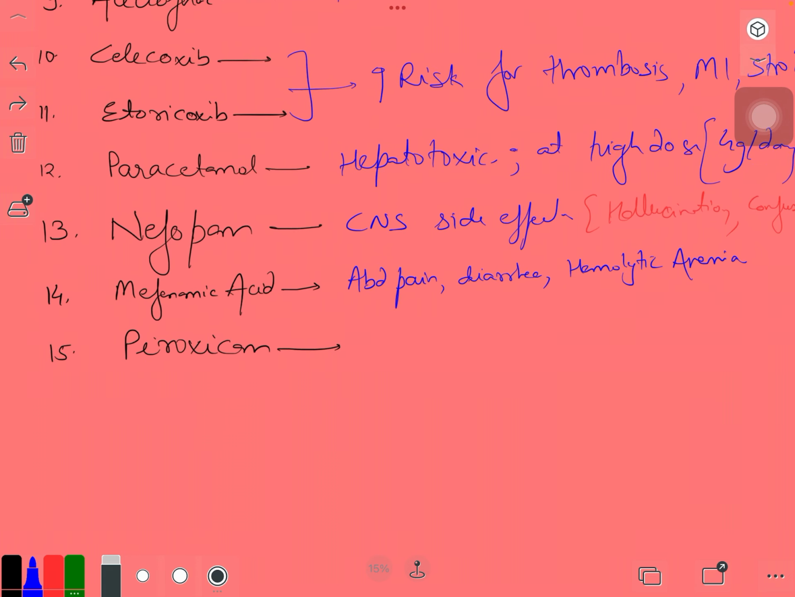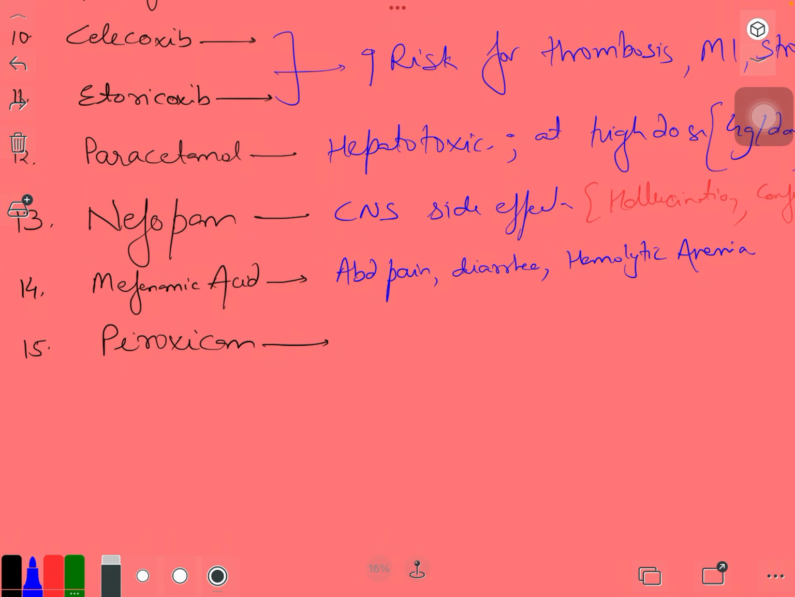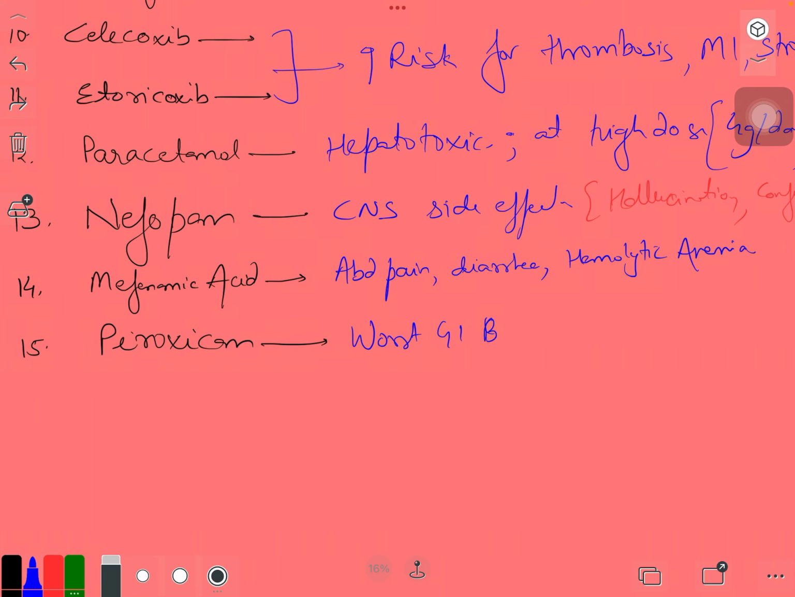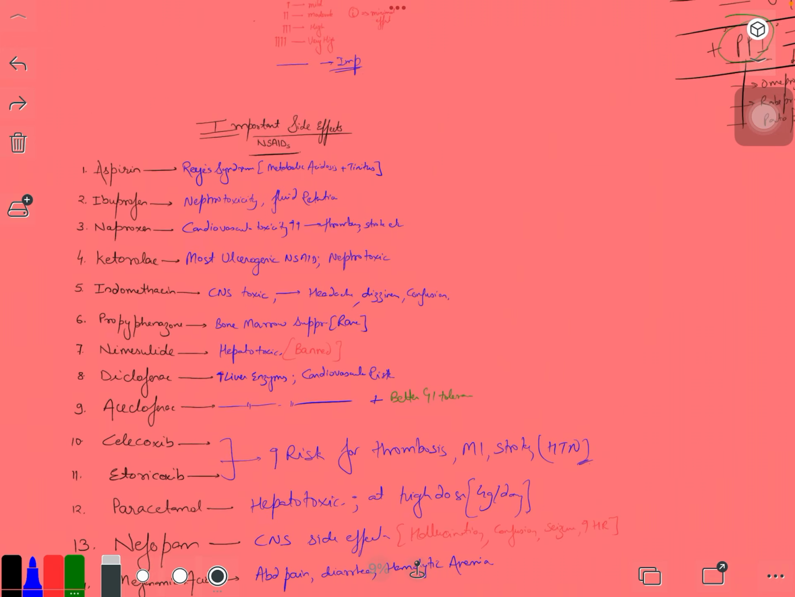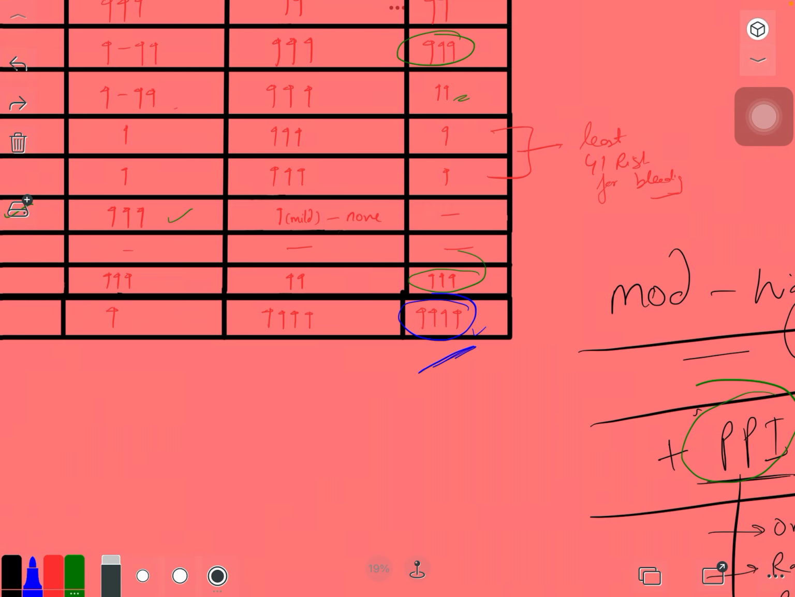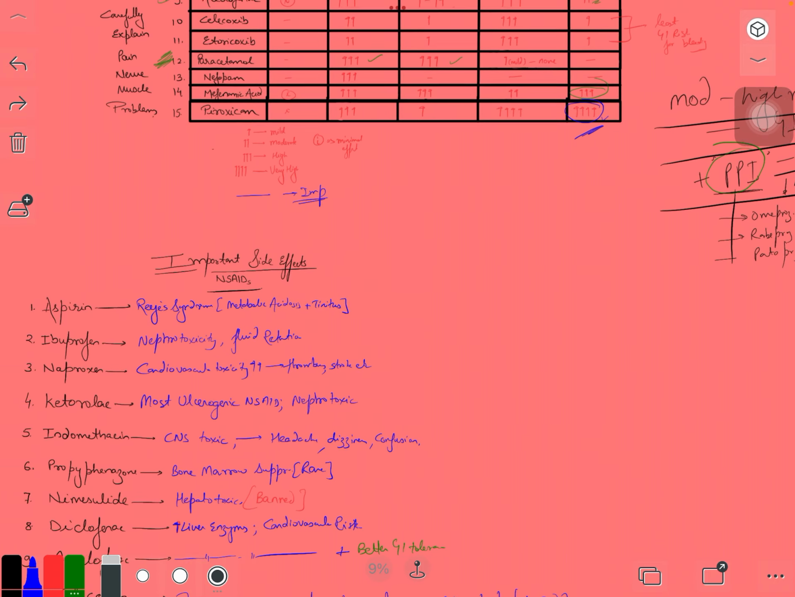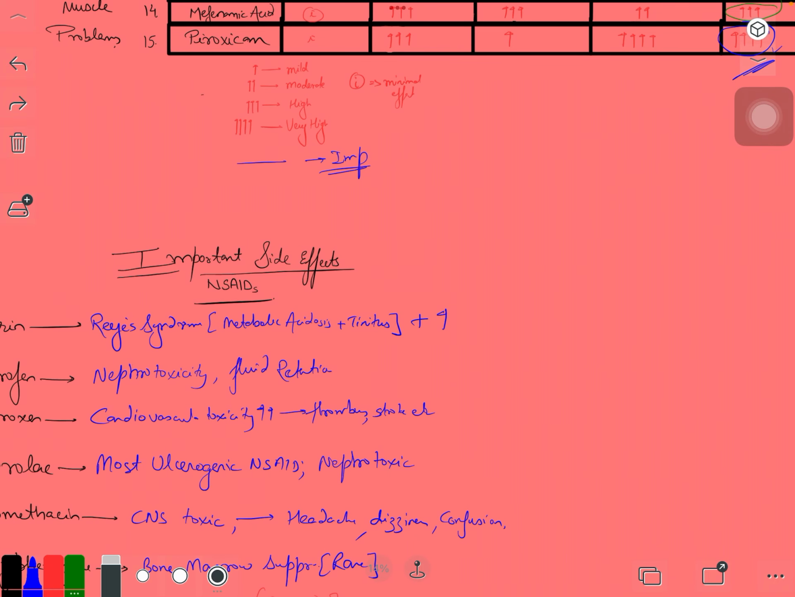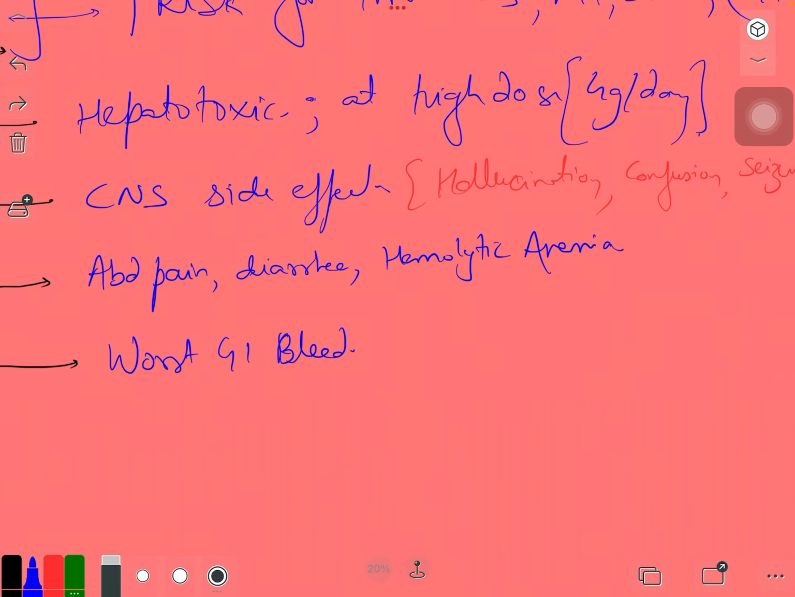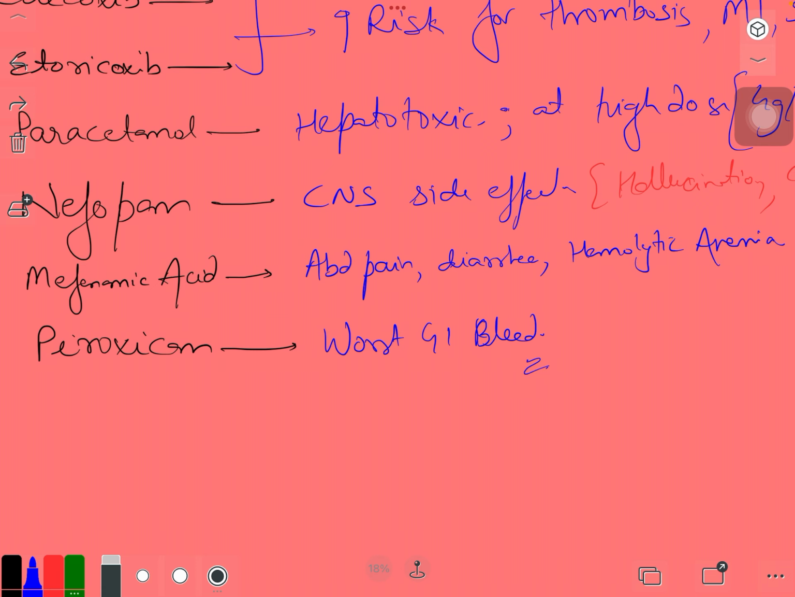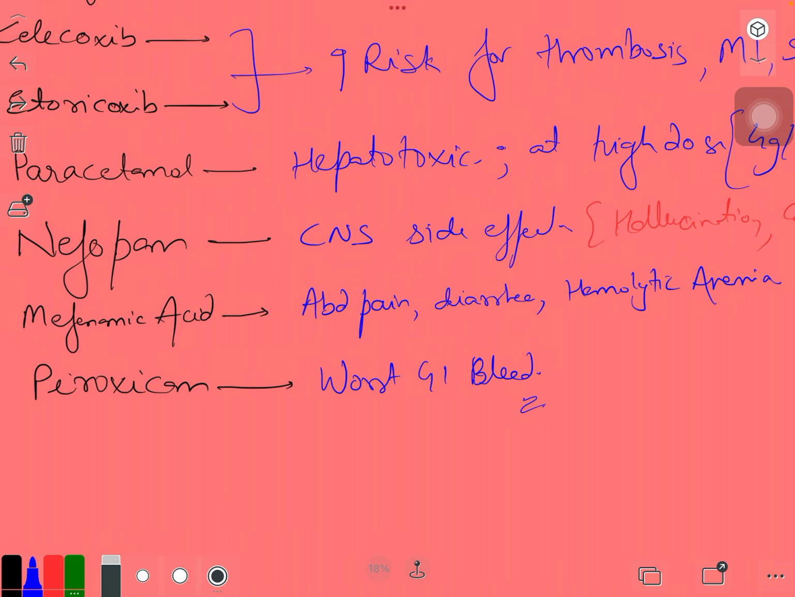And lastly is piroxicam. This is among the worst NSAIDs to cause GI bleed. Piroxicam, see, it was the highest to cause GI bleed. So remember all these, 3 and 4. Let's write one more: plus high GI bleed, right? And with piroxicam also, GI bleed is much worse.